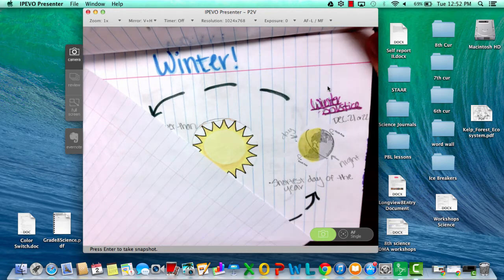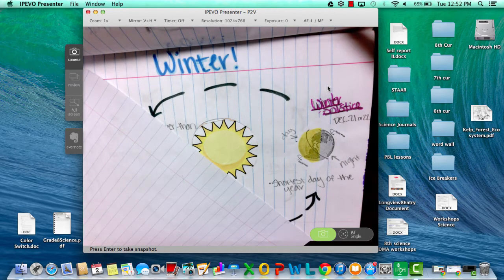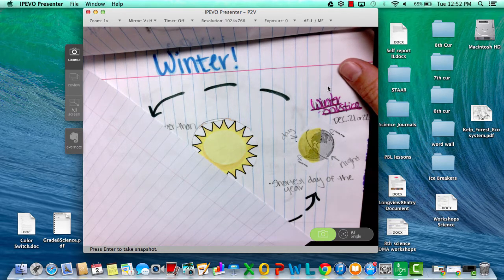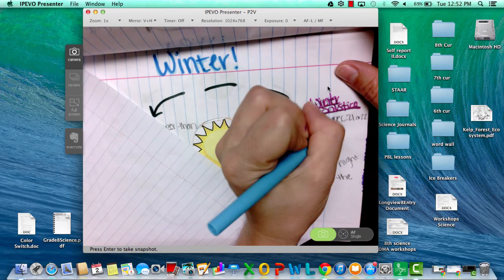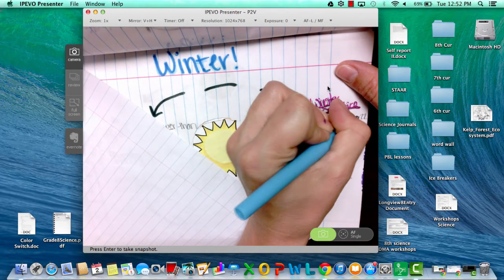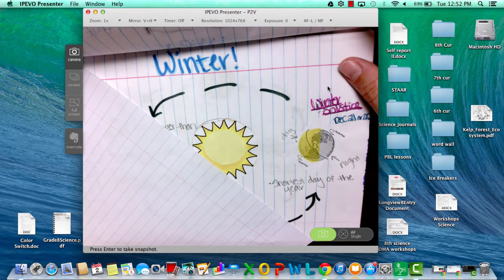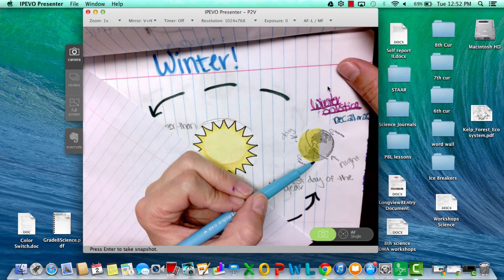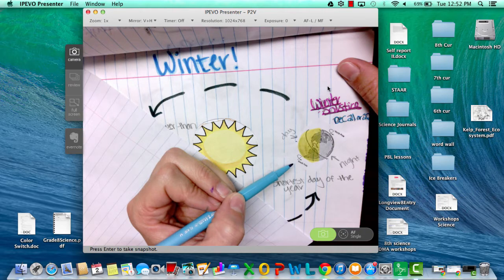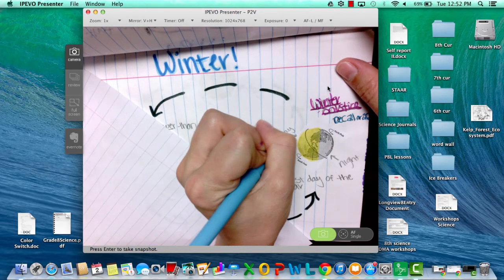So notice that winter and summer have solstices, which means they are the exact opposite of equal. They are as far off as they're ever going to be. The first day of winter is anywhere from December 21st to 22nd. Now make sure you do color half of your earth in day that's facing the sun and the other half in night.